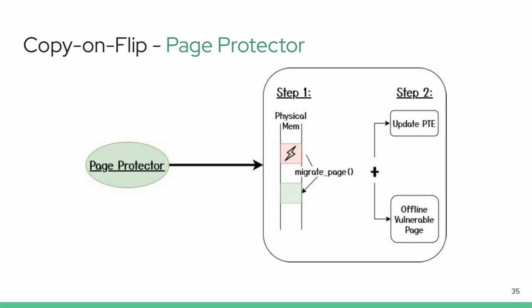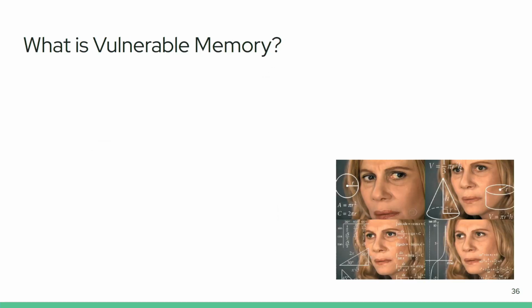So what we do is when we have our vulnerable page, we allocate a new page in a different location in physical memory. We copy over all the data and the metadata, update the relevant page table entries for that page, and then offline the old vulnerable page. Now, the problem is what is vulnerable memory? It's kind of hard to define vulnerable memory in software, at least, because Rowhammer is inherently a hardware failure mechanism.